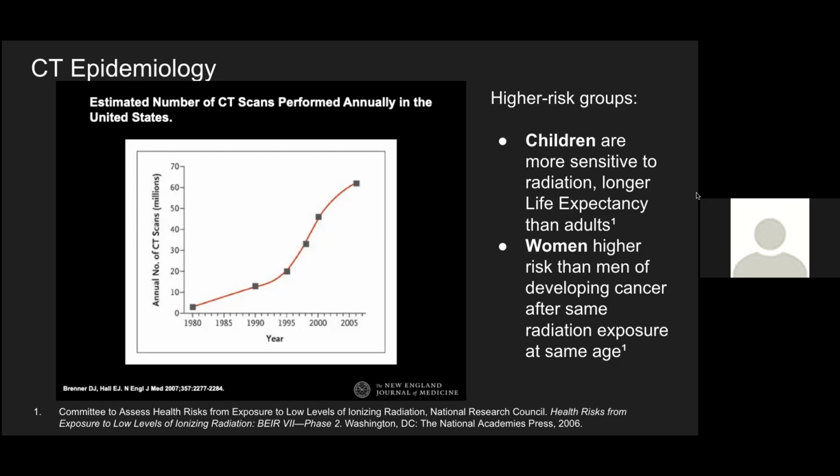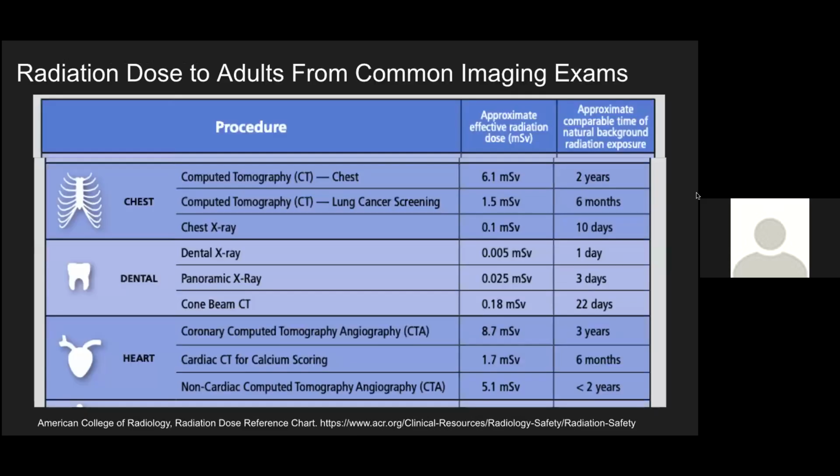We think this increase is mainly due to the advanced technology and the fact that it's widely available. As Michael was saying, we have higher risk groups. In CT, we're really concerned with the fact that children are not only more sensitive to radiation, but they have longer life expectancy, so they have more time to accumulate risk. As well, women have been found to have a higher risk of developing certain cancers than men, comparing men and women of the same age and the same dosage.